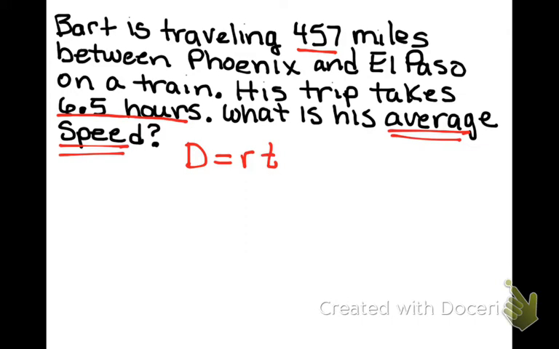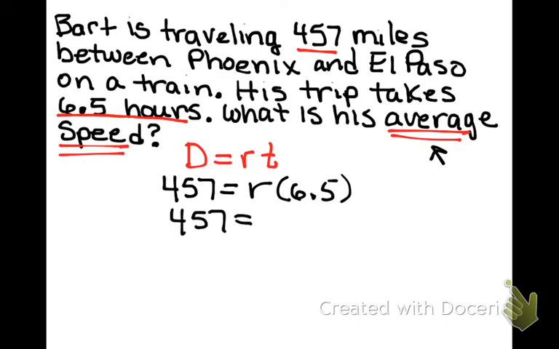So we know that the distance we said was 457. We don't know the rate. The average speed would be the rate. And 6.5 is the time. And we normally would write the coefficient, right, the number in front of the variable, so I'll just reorder that. Now we're going to isolate R.